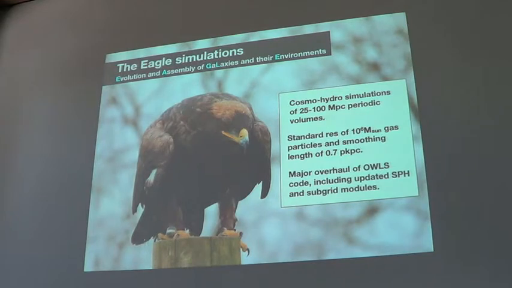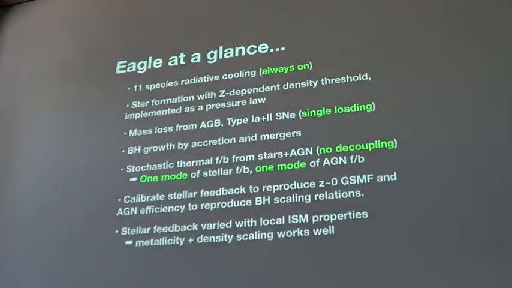So what are these in detail? These are cosmological hydro simulations run with advanced SPH, inspired by Phil, but with extra bells and whistles, like time step limiters and different shock detection. So come and talk to me if that sort of thing excites you. Our standard resolution is 10^6 solar masses in the gas. That gives us a smoothing length of 700 proper parsecs at redshift 0, so it's better at high redshift. And really this code represents a major overhaul of the OWLS code. So besides the updated SPH, we've changed a lot of aspects of the subgrid and the feedback modules there.